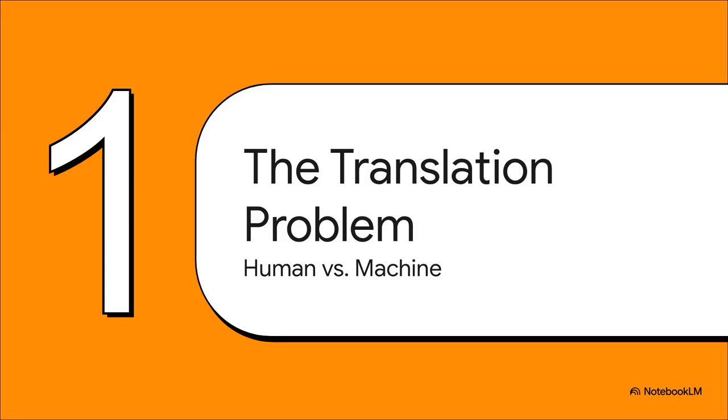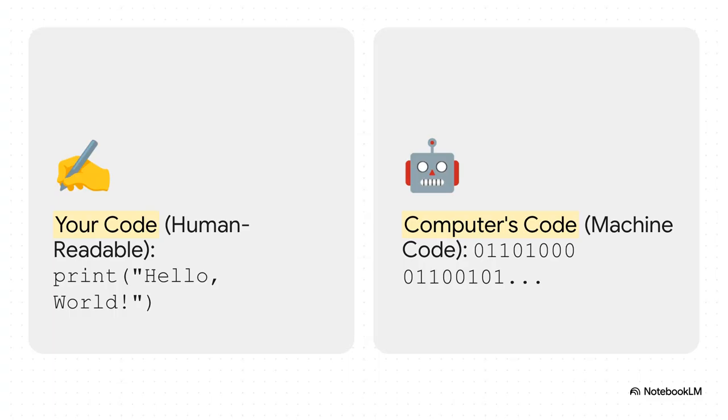Okay, so let's just take a moment to really appreciate the scale of this translation problem. Look at this. On one side, you've got a line of code that we as humans can read and understand perfectly: print, hello, world. Simple enough. But on the other side, that's what your computer actually gets. That's the machine code. It's just a raw stream of ones and zeros. The two could not be more different. It's like trying to compare Shakespeare to Morse code.